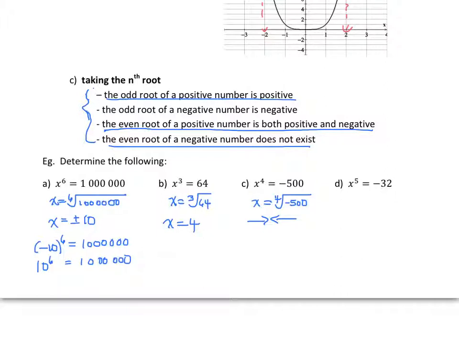And the last one, we need to find the fifth root of negative 32. That would be taking the odd root of a negative number. So there'll be one answer, and it will be negative 2. So negative 2 to the exponent of 5 is negative 32. And that concludes this lesson.